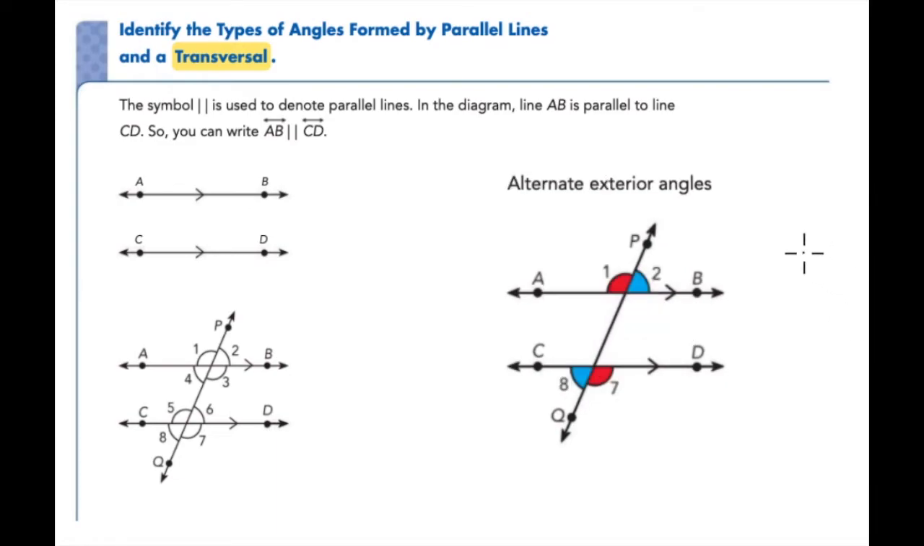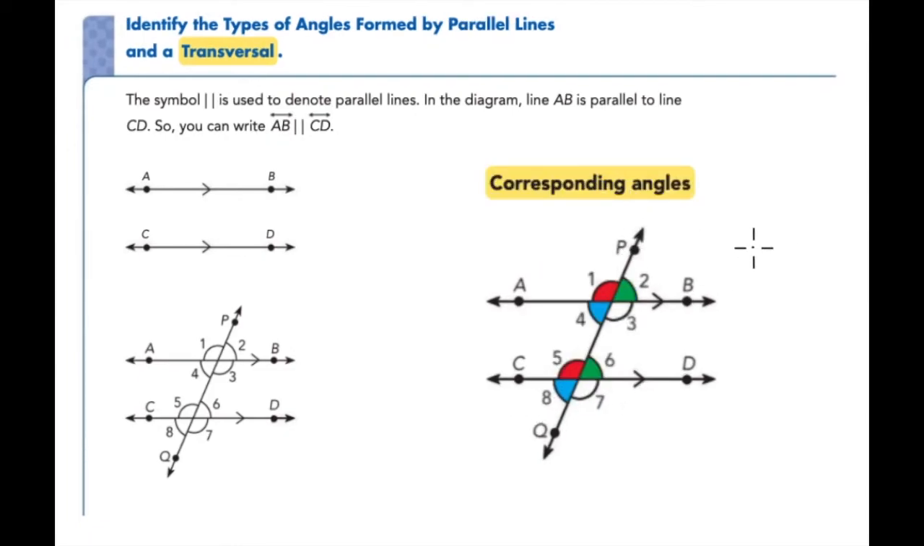The next pairs of angles that are created are alternate exterior angles. These are alternate, which means they are on opposite sides of the transversal, and they are exterior, which means they are outside of the parallel lines. So we have 1 and 7 are outside of the parallel lines, and they are on opposite sides of the transversal, so those are alternate exterior. And the other pair is also 2 and 8. They are outside of the parallel lines and on opposite sides of the transversal, so they are also alternate exterior angles. Alternate exterior angles, just like alternate interior angles, they have the same measures as well.